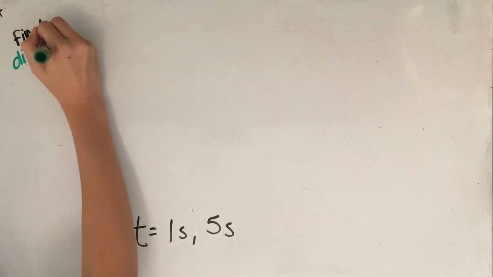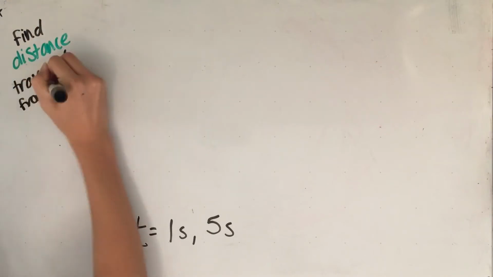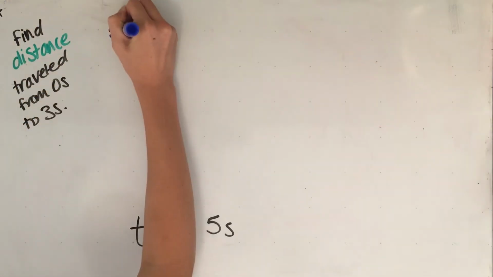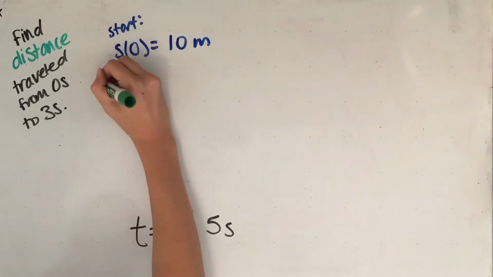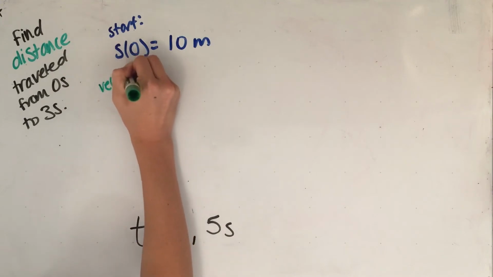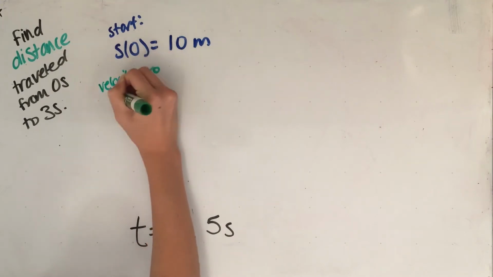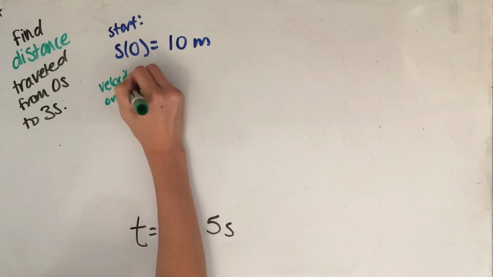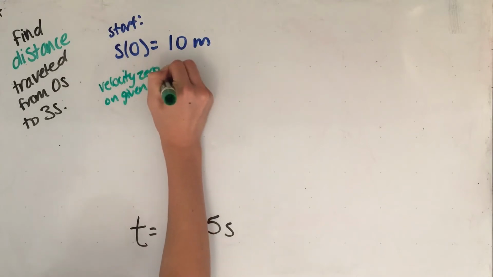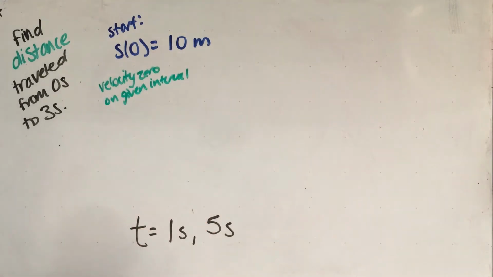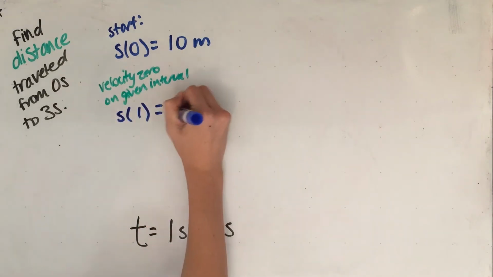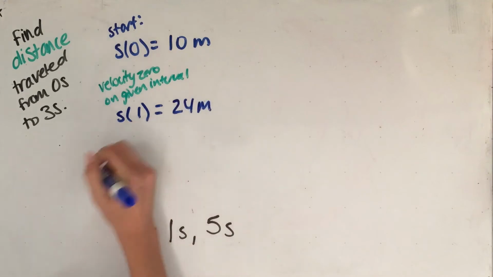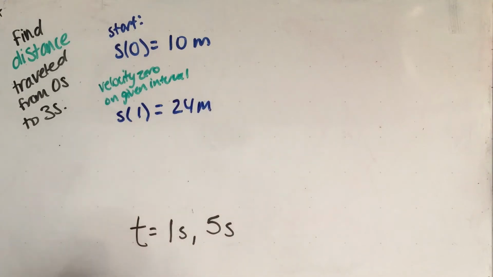Now, what if the problem wants us to find the distance traveled between 0 seconds and 3 seconds? We begin by using the position function to find the starting position. In this case, s of 0 equals 10. Next, we find the position at the point on the interval where the velocity is 0. So in this problem, s of 1 equals 24. Make sure you do not skip this step. A common mistake is only finding the difference between the beginning and ending of a time interval, not accounting for points where the object changes direction. This would measure displacement, not distance.